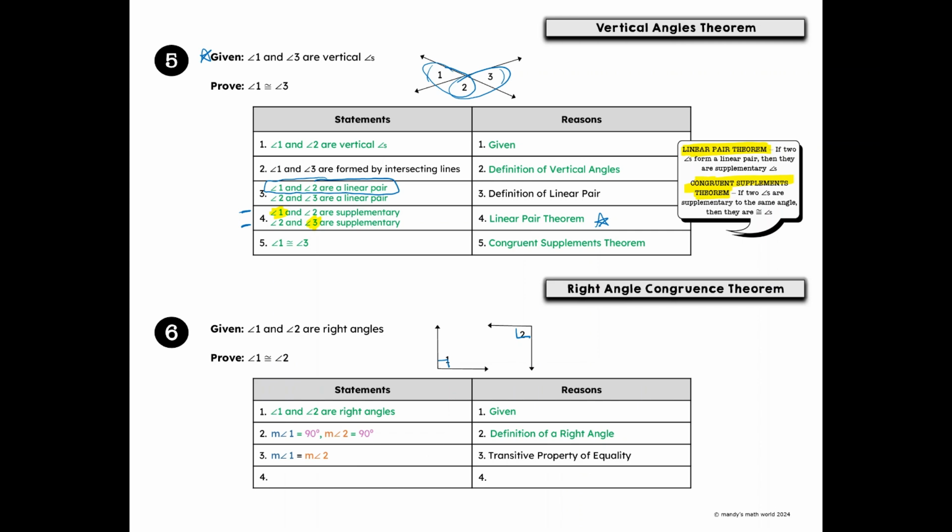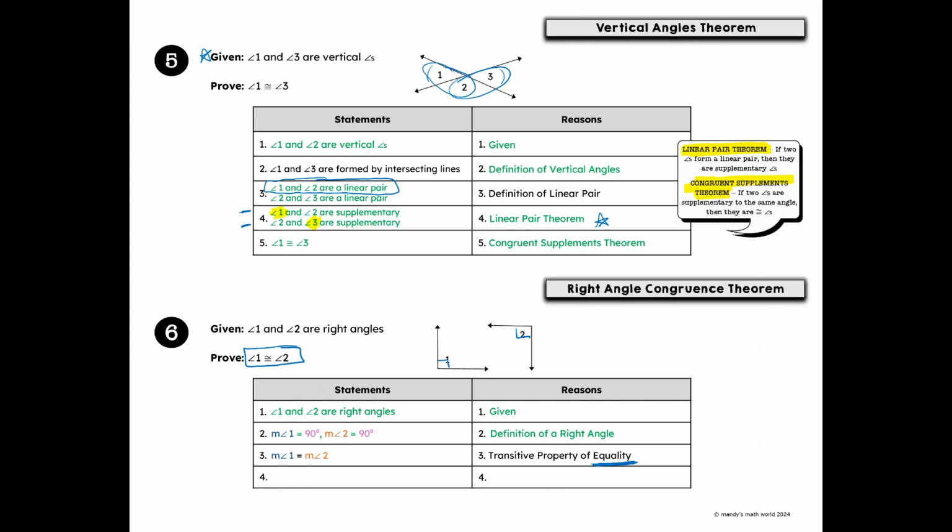Now I can say that the measure of angle 1 is equal to the measure of angle 2 by the transitive property of equality. Why would it be equality instead of congruence? Right? Because I can say the transitive property of congruence, but I'm using the transitive property of equality because I've got an equal sign. I'm talking about their measures, right? I'm not talking about the angles being congruent. I have an equal sign. Their angle measures are equal.